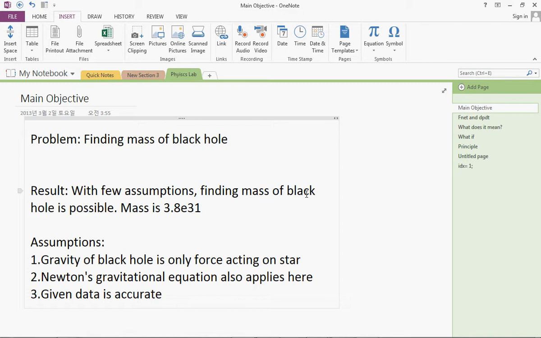The mass was 3.8 E231, and it was based on three assumptions: that the given data was accurate, that the gravity of the black hole is the only force acting on the star, and that Newton's gravitational force, G m1 m2 over r squared, is universal, so it applies everywhere.